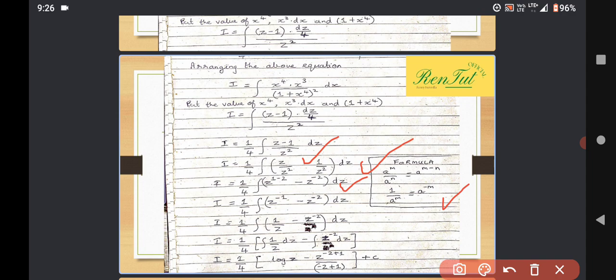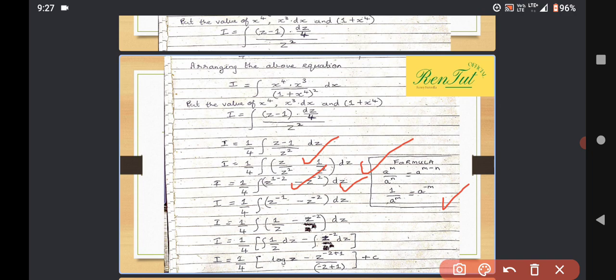So z, nothing is there on the numerator, then z raised to 1, and this z square, when it goes on the numerator, will become minus. So we now know that it is 1 minus 2. And 1 by 4 is already there outside the integration sign. So I is equal to 1 divided by 4 integration of z raised to minus 1 minus z raised to minus 2, bracket close dx.